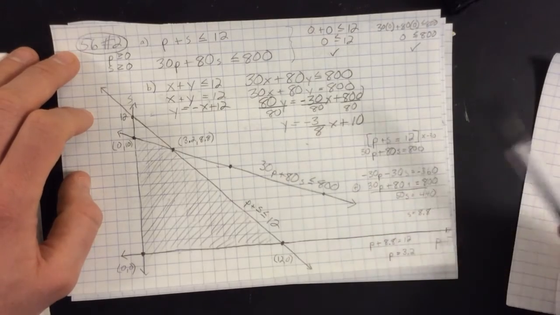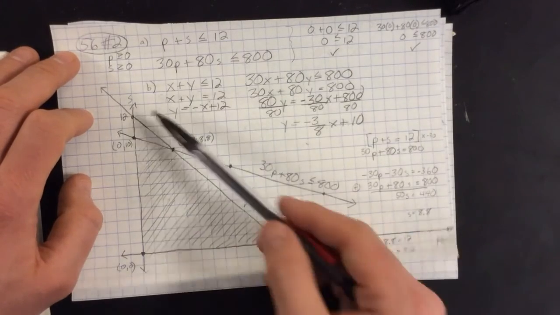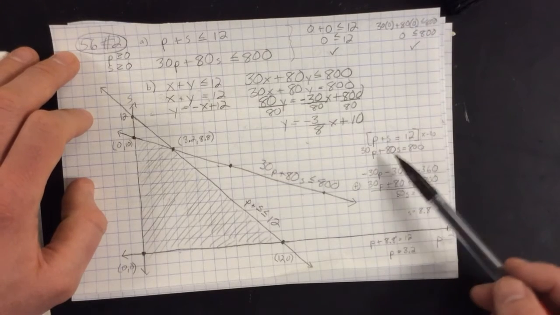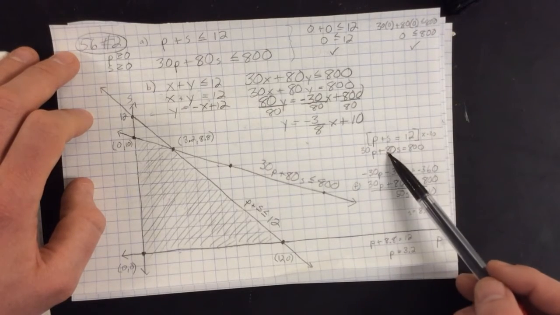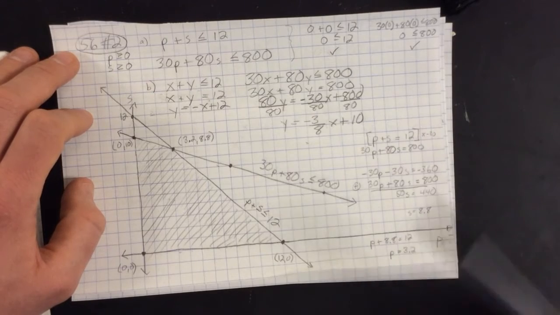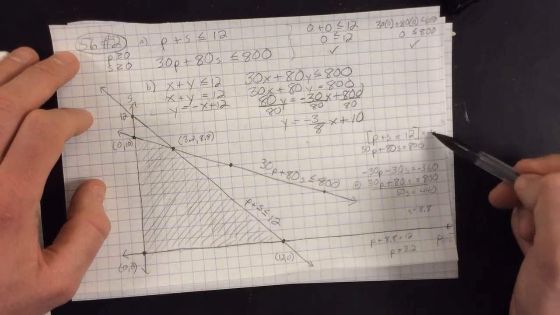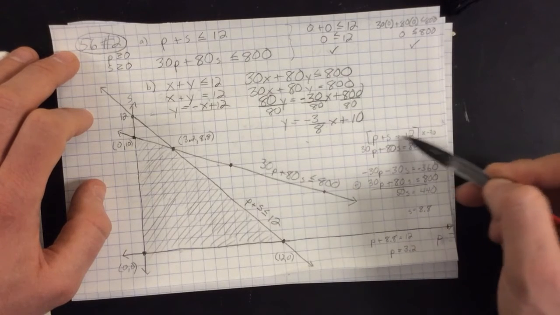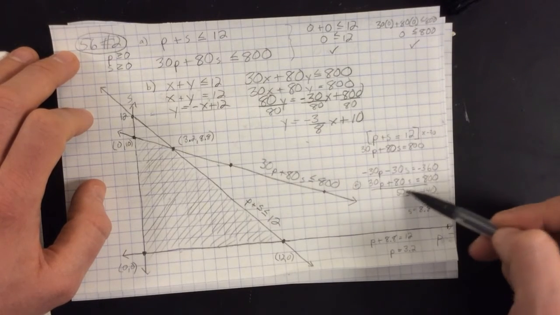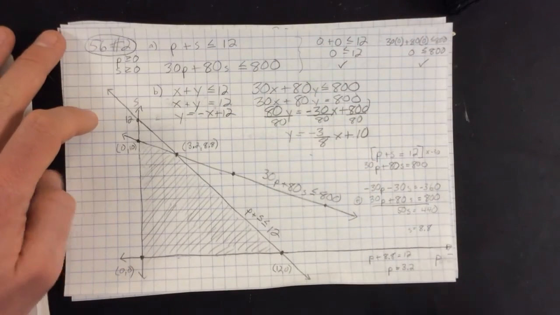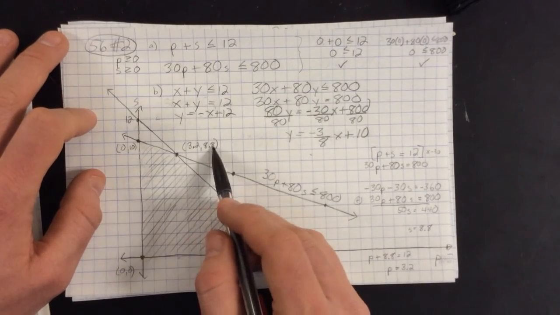I found that one by solving the system of equations for these two lines. So this line here is P plus S equals 12. This line here is 30P plus 80S equals 800. And I solved that system. I won't go through all the details here. But you multiply this one by negative 30, you get something to cancel, you find the S value, you substitute that back in to get the P value. It ended up to be 3.2, 8.8.